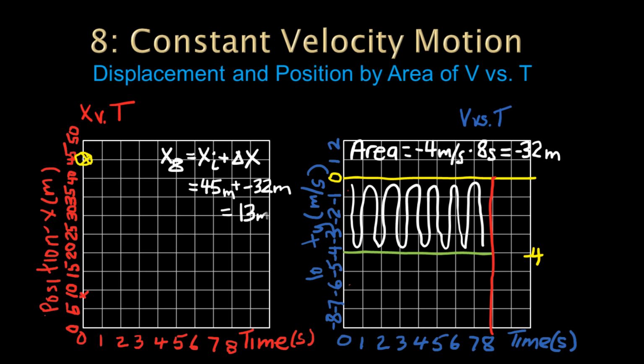gives our position at 8 seconds as being 13 meters. Let's go ahead and put it on our chart. And we know that this is constant velocity, so we'll have a straight line on our position versus time graph. And there we have it.